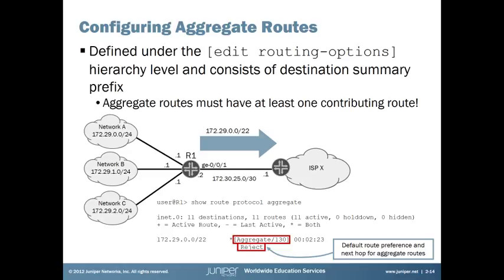So it's an aggregate. I just want you to notice that the preference of an aggregate is 130, and the next hop is reject. Oh, hang on, what's going on there? Why is the next hop reject? We'll get into that and find out why. For an aggregate route to go active, it must have at least one contributing route. What is a contributing route?